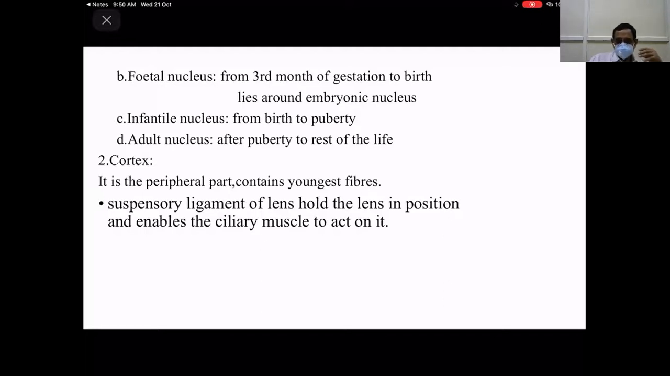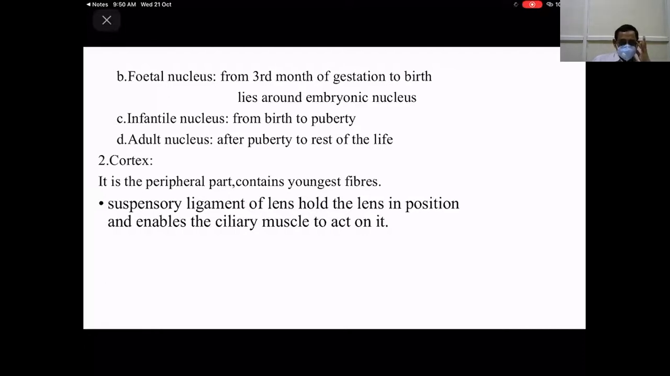Now coming to the physiology and biochemistry of the lens, its physiological aspects include lens transparency, metabolic activity of the lens, and accommodation. Lens transparency and clarity are maintained by avascularity of the lens.